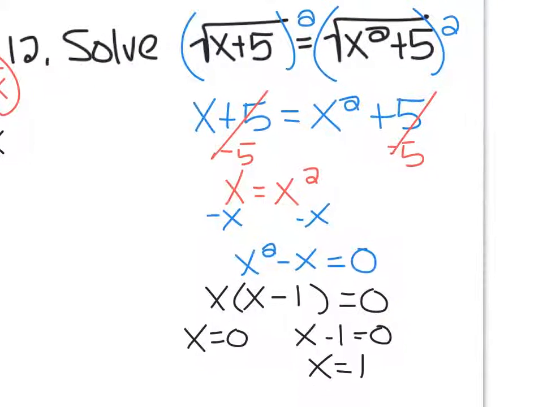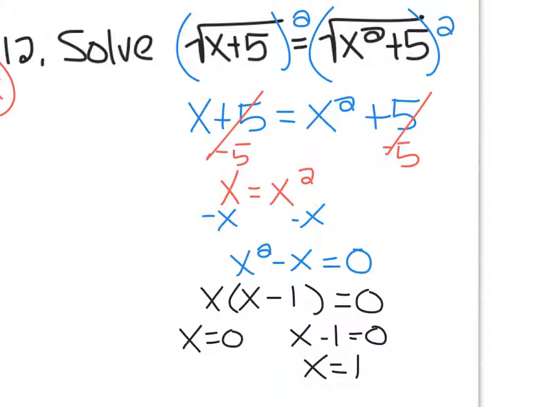We've got to plug those answers back in and see if any of them give us a negative. So plug in 0. 0 plus 5 is 5. That's a positive. 0 squared plus 5 is 5. That's a positive. What about 1? 1 plus 5 is 6. That's a positive. 1 squared plus 5 is 6. So guess what? They both work. And that's how you solve radical equations.